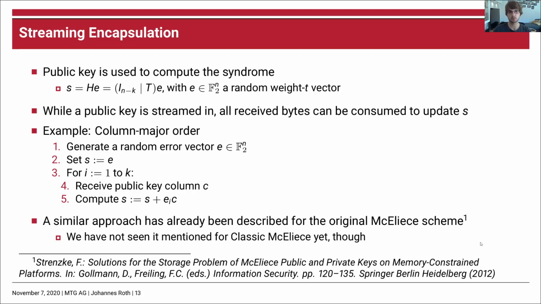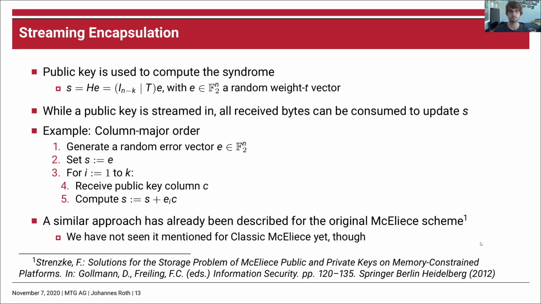So in this example, we receive one column of the public key at a time. In principle, you can receive the public key in any order, and any size of chunk is possible to consume. But it's best explained with this example. So in the first step, we generate a random error vector E. As I said, this has to be done for every encapsulation operation. And in the second step, we set S to E.